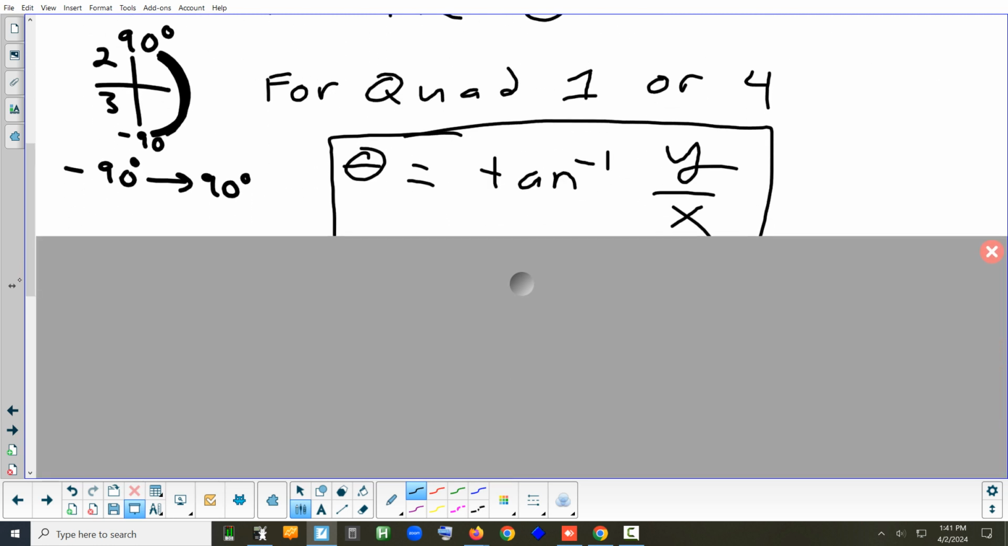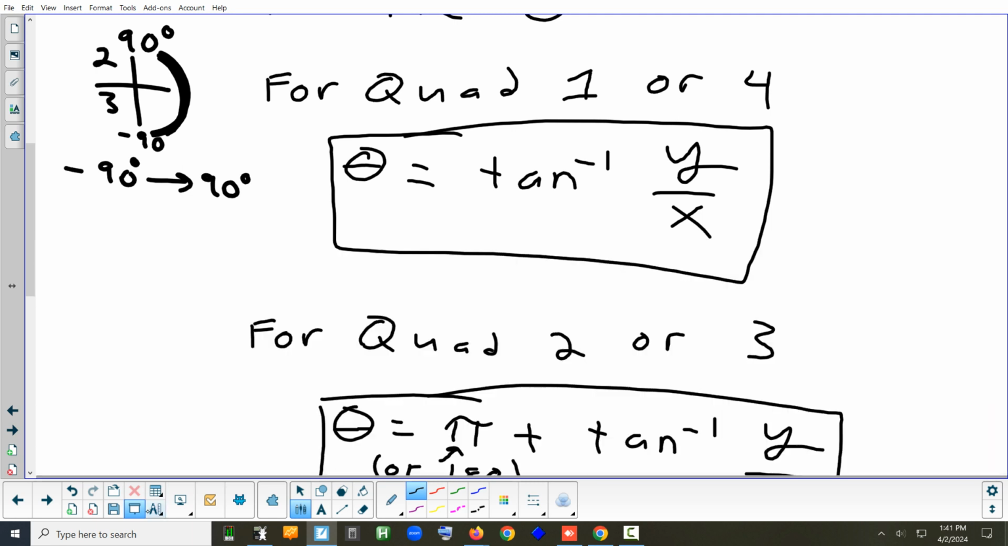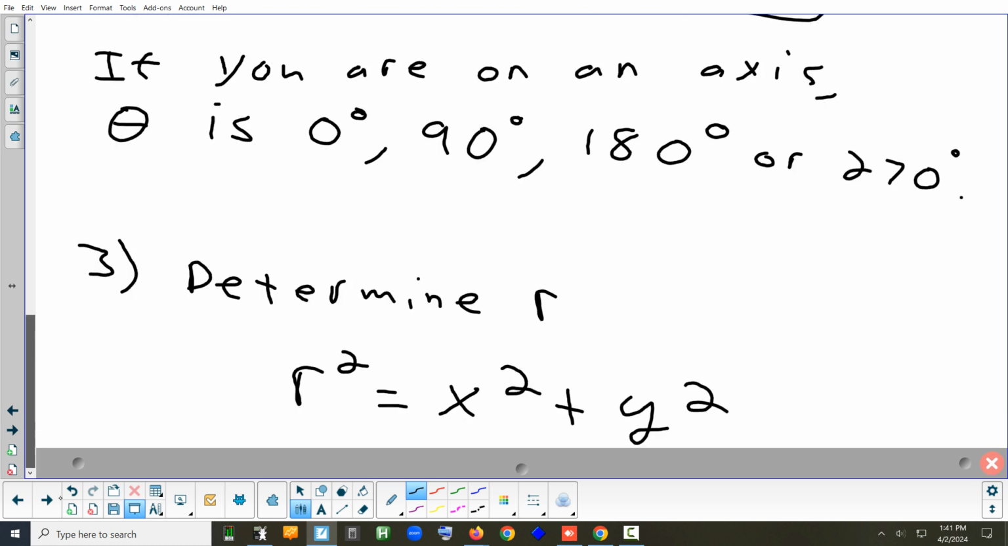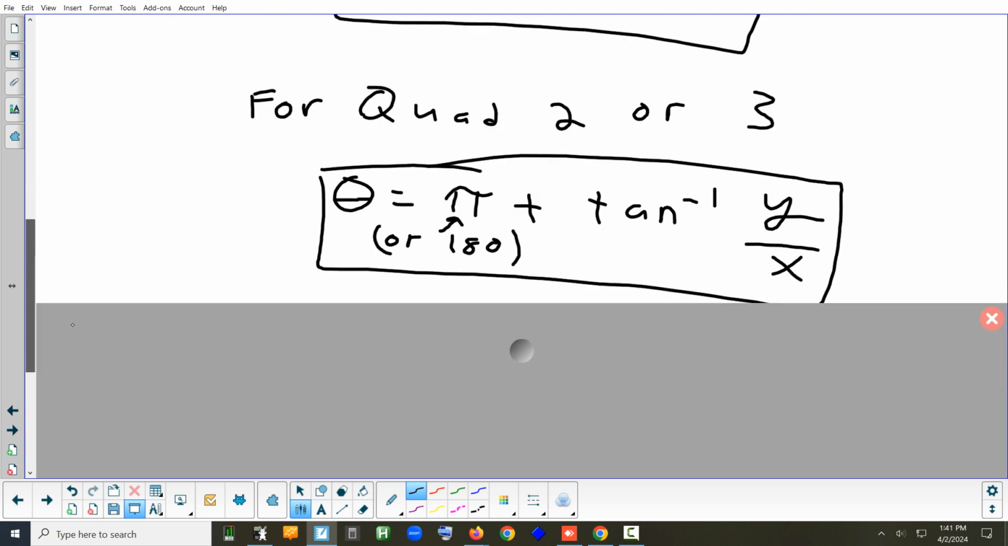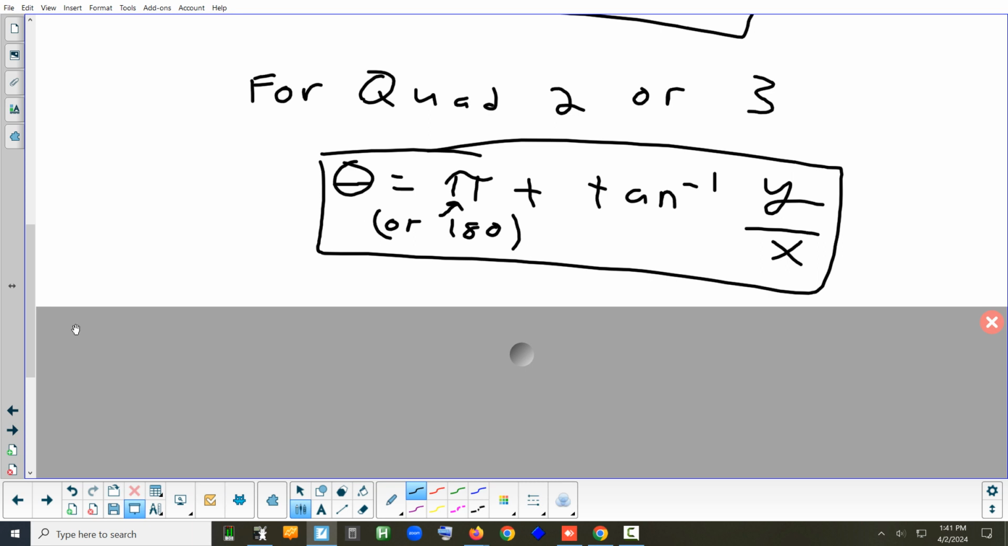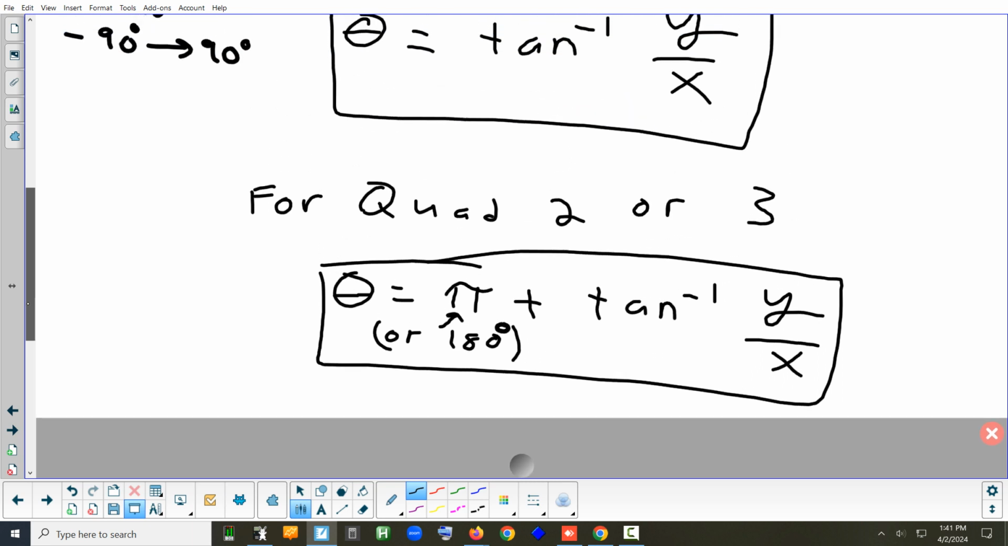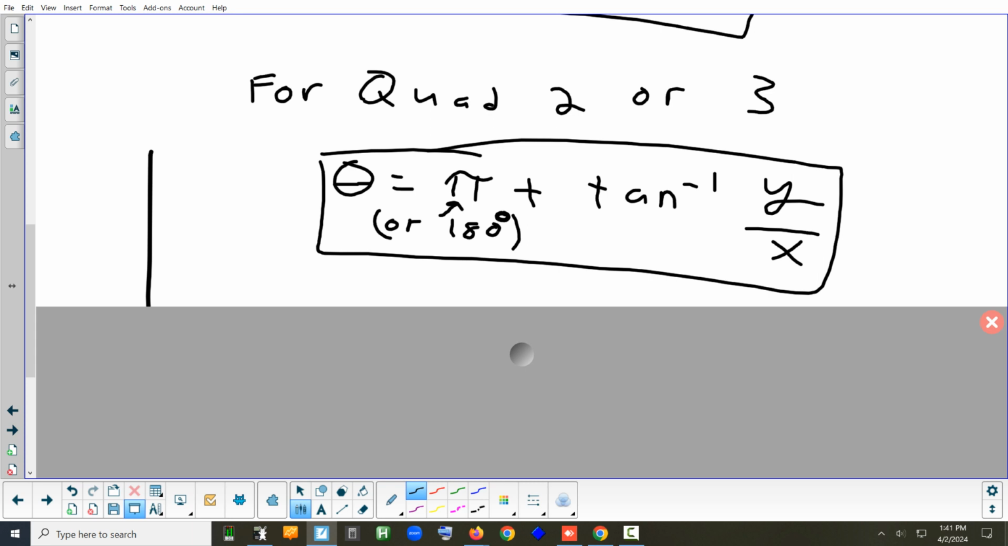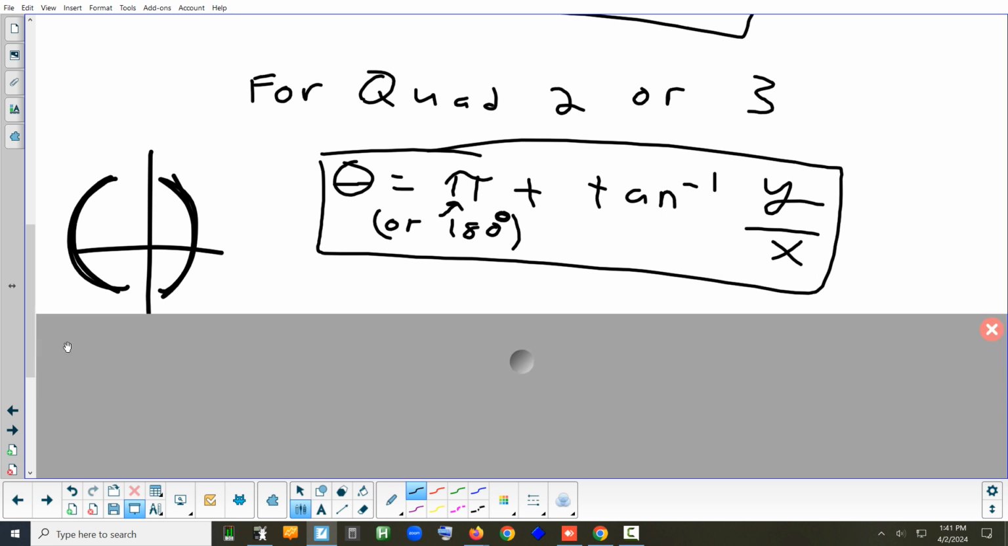To make it work in quadrants 2 or 3, we just have to make a small addition to it. In quadrants 2 and 3, you have to add pi if you're doing radians, or 180 if you're doing degrees. And essentially what that does is it takes the answers that you were originally getting on this side and flips them over, and now we can get answers on that side. Okay, but that adding pi or 180, that's only in quadrants 2 or 3.